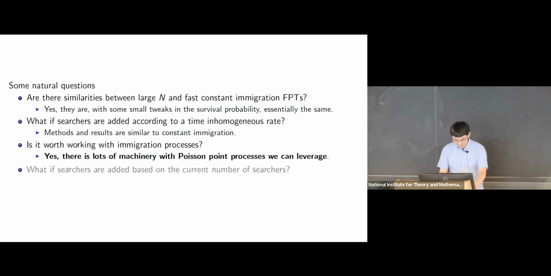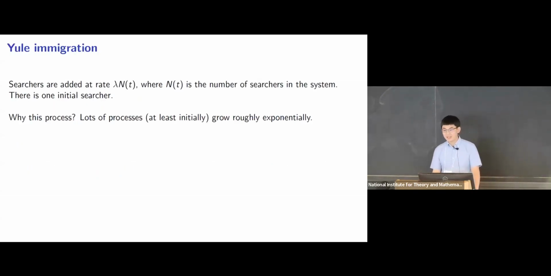Okay, and my last question, what happens if you add searchers based on how many searchers there are on the system right now? And for that, I have an example using what I'm calling Yule immigration. Basically, it's a pure birth process. The more searchers you have in your system, the faster your next guy comes. And it's proportional to the number of searchers that you have. And this is why I said 0 or 1 earlier. You do kind of need one searcher to kick off things for Yule immigration. It would not be an interesting process if you started at 0.